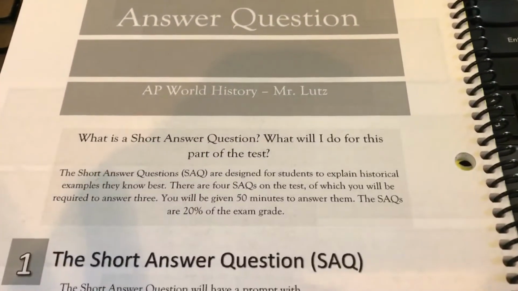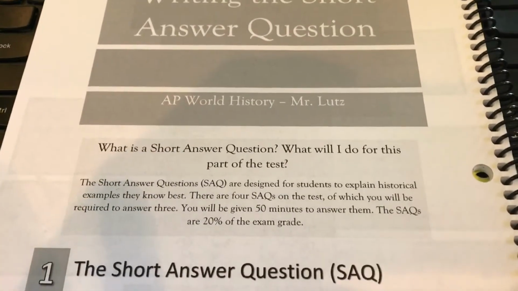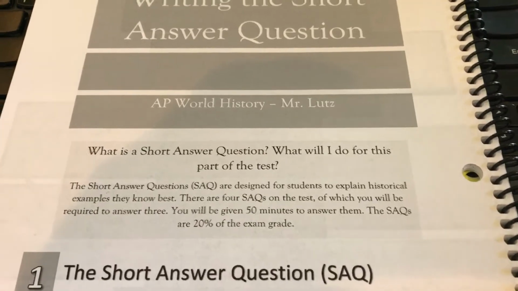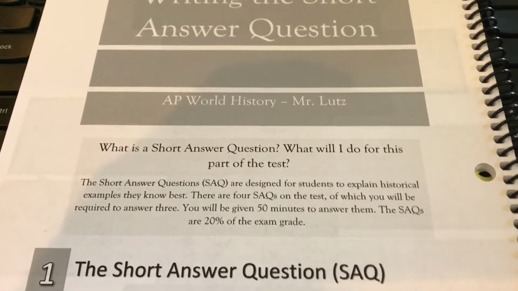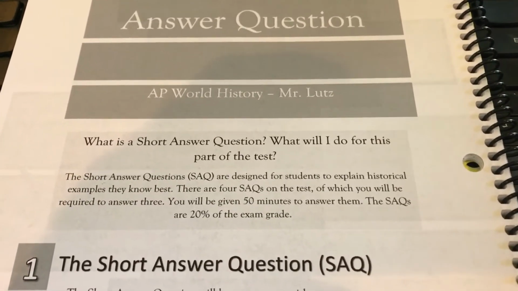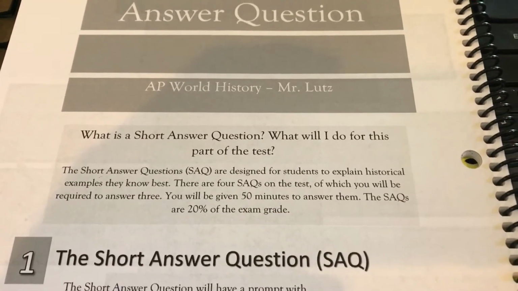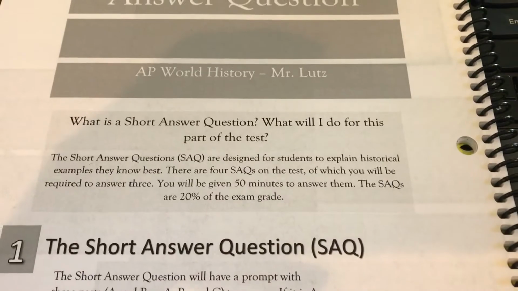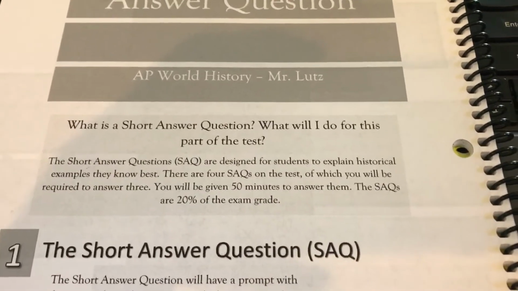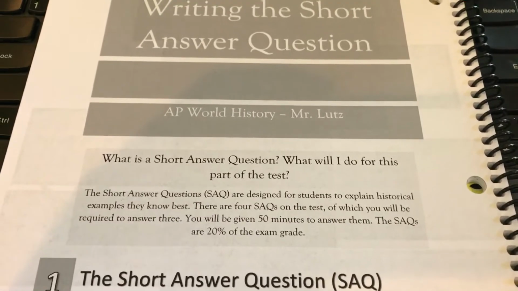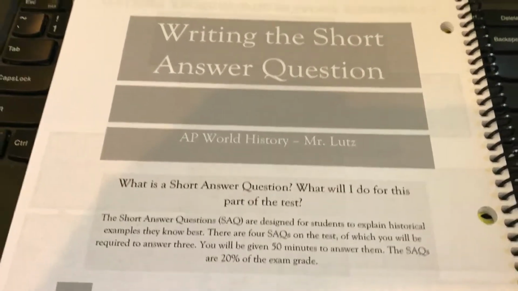So, it just says the short answer question is designed for you guys to explain historical examples that you know best. On the actual AP exam, there'll be 4 short answer questions. You are required to answer 3 of them, and you'll be given 50 minutes to answer them. So tomorrow on the test, I would plan on giving yourself about 12 to 15 minutes to do it. That should be enough time. So just pace yourselves appropriately.